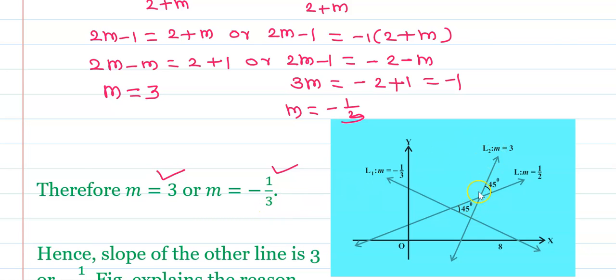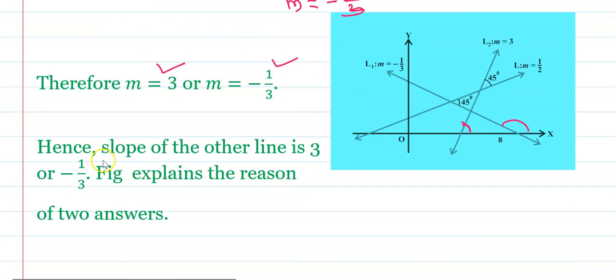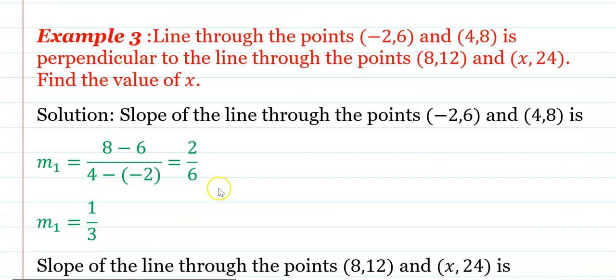If m is equal to 3, the angle between them is 45. Okay. Now here the line first makes an acute angle, and in the second case it makes an obtuse angle. Okay. Therefore here m is equal to 3 or m is equal to minus 1 upon 3. Hence the slope of the other line is 3 or minus 1 by 3. Now the next problem.